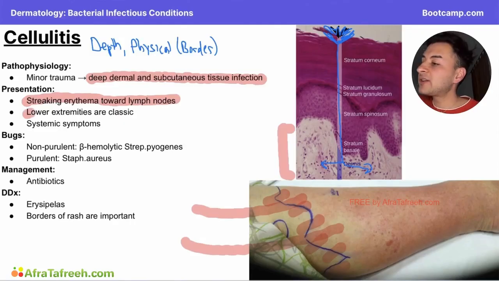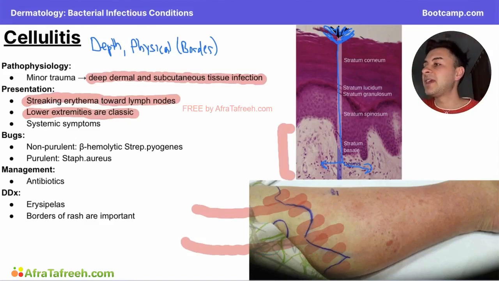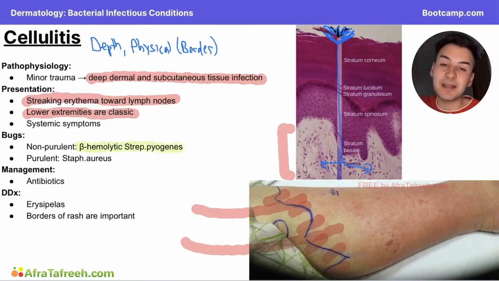And then our lower extremities are going to be classic, and also our hands as well, because these are areas of trauma. So you're banging your lower extremities around when you're walking, and you're always doing things with your hands, which allows bacteria to seed much more easily. In terms of the bugs, we have two different types. So non-purulent cellulitis is classically going to be caused by beta-hemolytic Strep pyogenes, whereas our purulent cellulitis is going to be caused usually by Staph aureus.